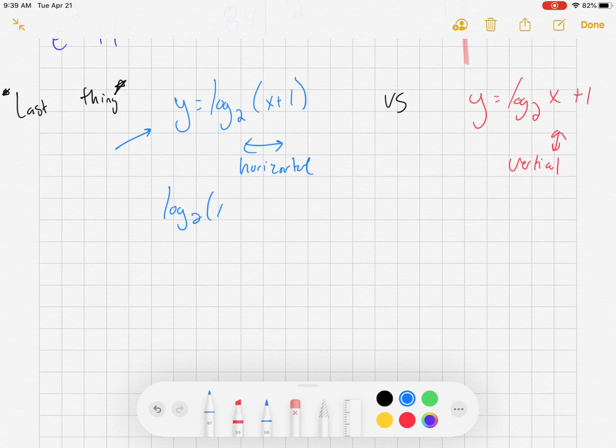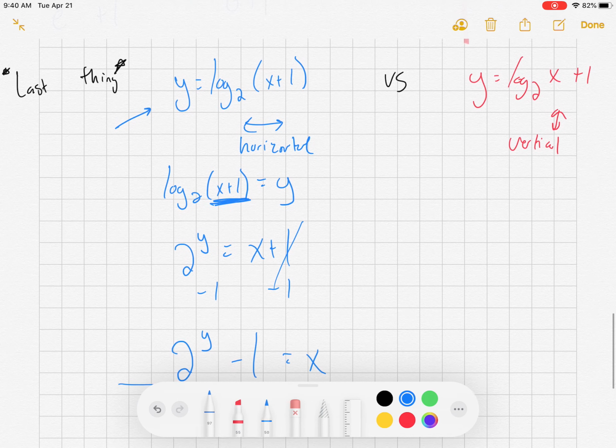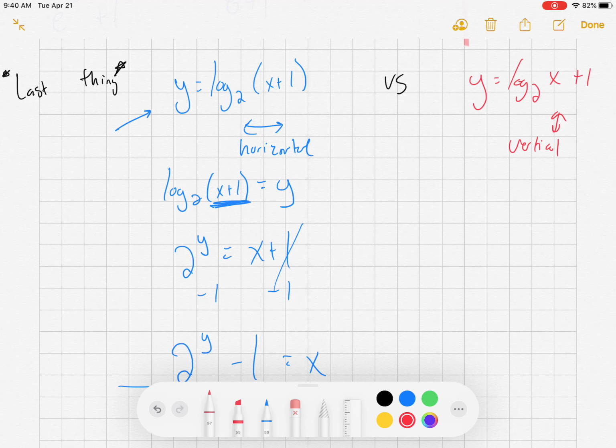Well, if there are parentheses like the blue one, if I rewrote this like log base 2 of x plus 1 equals y, this is all connected. So I would do 2 to the y equals x plus 1. I would minus 1, and I get 2 to the y minus 1 equals x. Again, my y is the only thing that's in the exponent. 2 and 1 are both my bigger actual numbers.